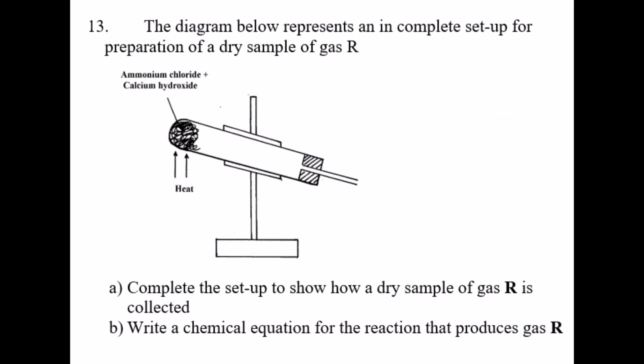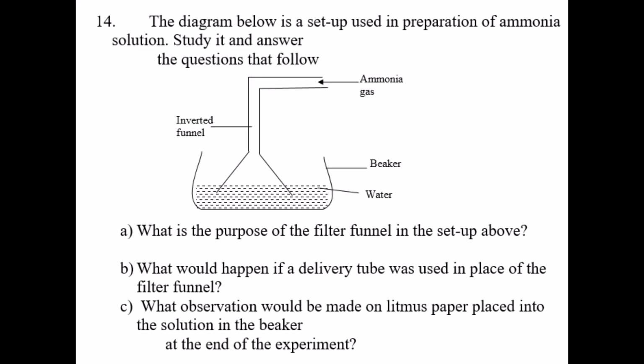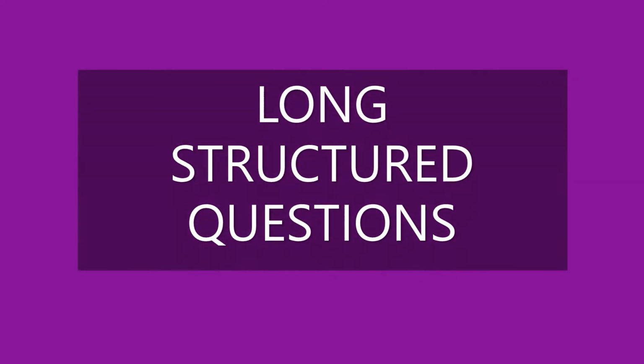Number 13, you have an incomplete setup again. You're supposed to complete it, and of course, you write the question. Number 14, maybe the last short structured question, the formation of aqueous ammonia. You can see the inverted funnel. Why the inverted funnel? Then what will happen if you dip the delivery tube directly? What observations are made if a litmus paper is placed into the solution?